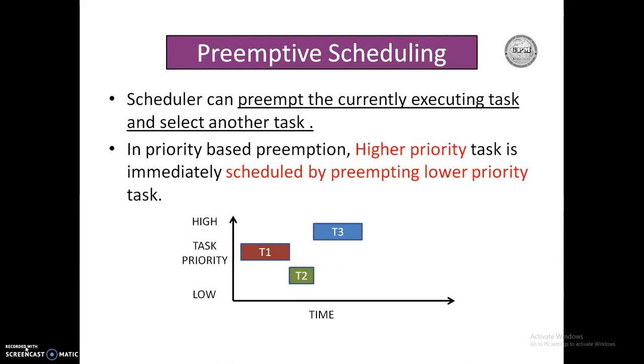After completion of task T3, that is the higher priority task, again the lower priority task T2 will continue, and thus follows the next task. So here we have seen the preemptive concept. The task T2, which is a lower priority task, gets preempted by a higher priority task.